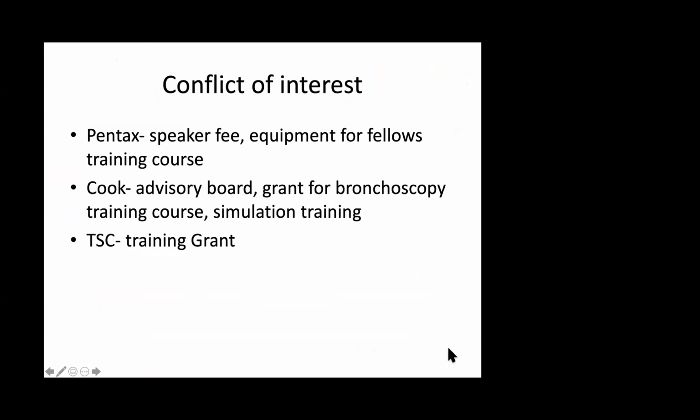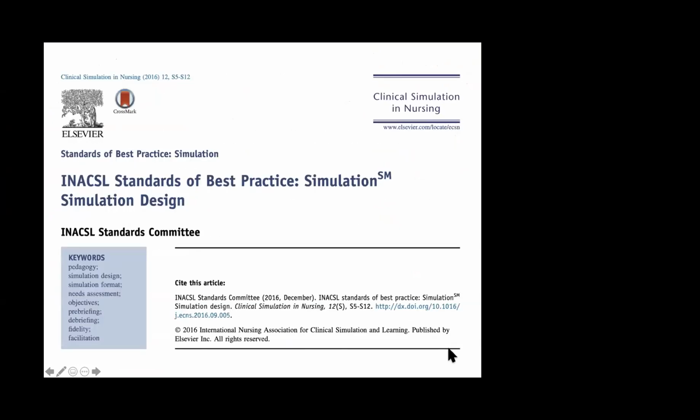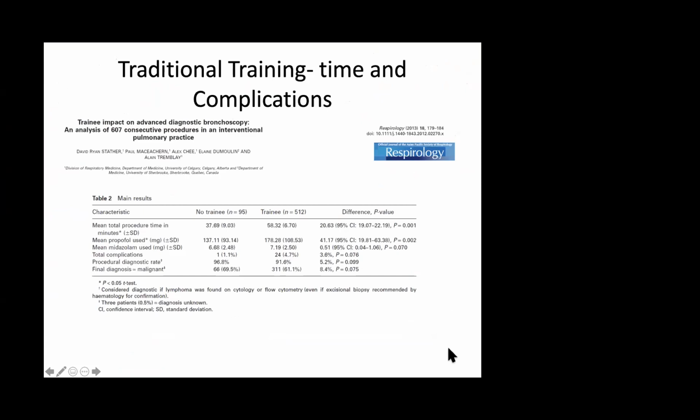So a few conflicts of interest. I have some training grants from various companies. I would recommend you look at the ANZCA guidelines for simulation. There's a lot of interesting stuff there. They're available free online. We've talked about simulation, what it is. So into procedures. I'm going to be specifically speaking about bronchoscopy procedures because that's the area of interest I have. And this shows the traditional training, so non-simulation training, time and complications when you have a trainee in the procedure versus not a trainee in the procedure. I don't know, can you see my arrow here?